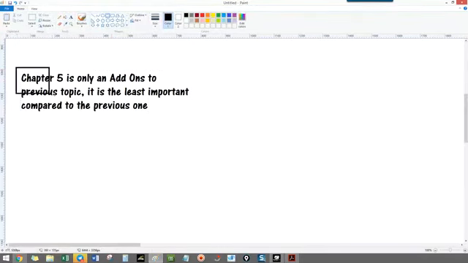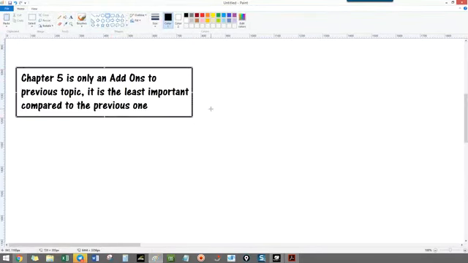So this is the important note. Chapter 5 is only an add-ons to the previous topic. It is the least important, which means not important. It's the least important compared to the previous one.